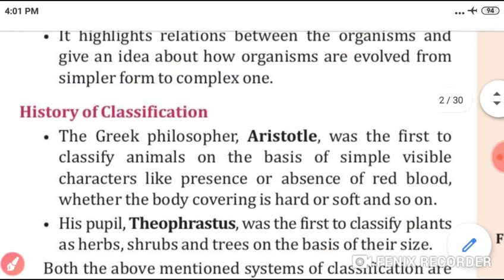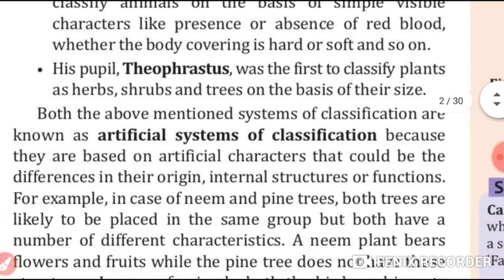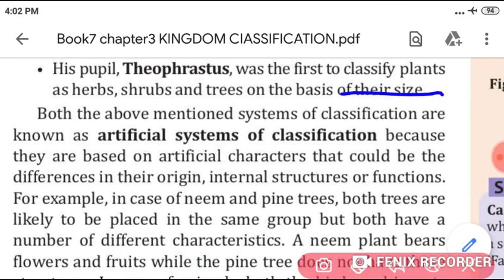So what is the history of classification, students? The Greek philosopher Aristotle was the first to classify animals on the basis of simple visible characters, like presence or absence of red blood, or whether the body covering is hard or soft. His pupil Theophrastus was the first to classify plants as herbs, shrubs and trees, on the basis of their size.